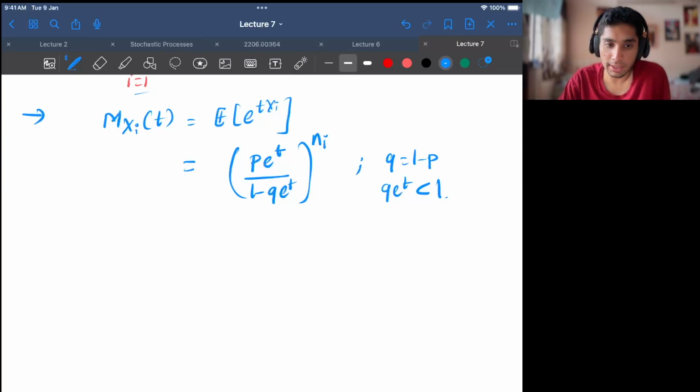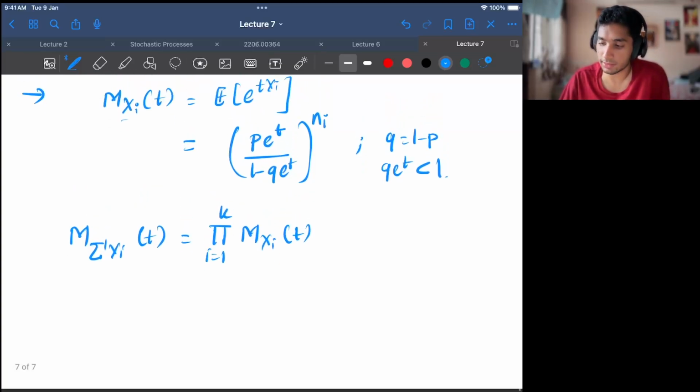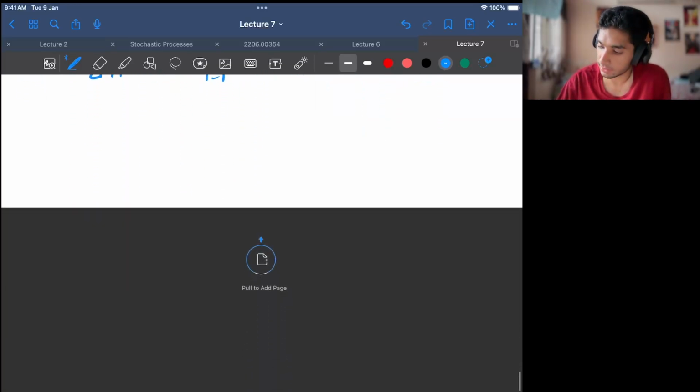So if you have to find the MGF of the summation of these xi's, the moment generating function of that summation will be the product of the individual moment generating functions because they are independent, right? So M of summation xi at a value t is equal to the product of M xi at t, i going from 1 to k. This is just due to independence, right?